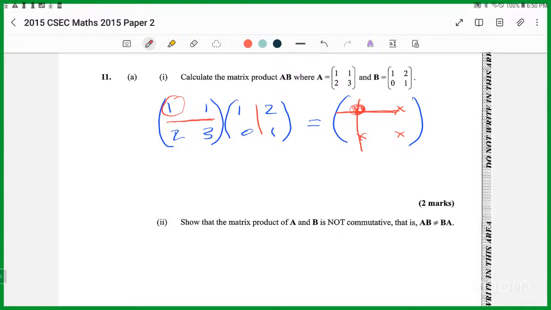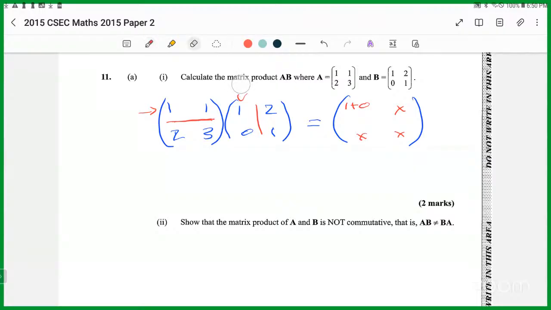So it's first element times first element, second element times second element. Remember, using this row and this column right now. So it's 1 times 1 and 1 times 0. Now the 1 times 1 is 1, and the 1 times 0 is 0. So you're adding 0 to this.